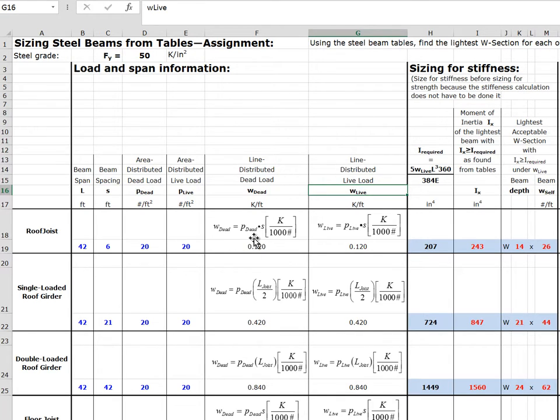Okay, so W is equal to P dead times S with a conversion factor of one kip per 1,000 pounds. So I look at this formula and I see this is the formula for the input cell. You see it up here in the formula bar. It says that it's C19, which is the spacing, times D19, which is the area distributed dead load. So in other words, that's S times P dead, and then we have divided by 1,000 to convert it to kips. When we go here, we see it's the spacing C19 times E19, which is the area distributed live load. And again, we've divided by 1,000 up here to get it into kips per foot.